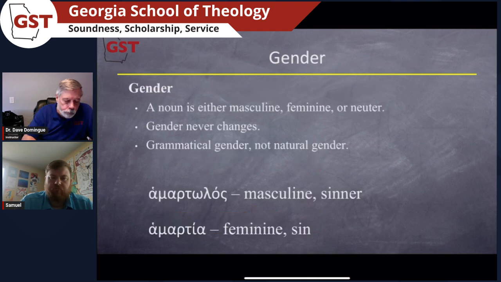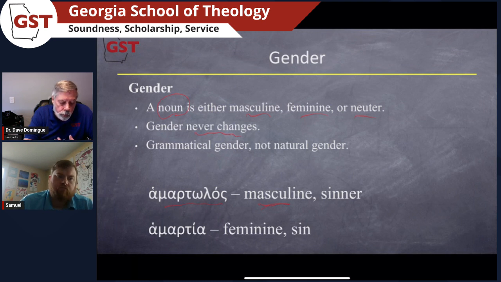All right. And with every word there is going to be its function, its case, which will tell us how it functions, but it's also going to give us a gender. And the key thing to understand is a noun is either going to be masculine, feminine, or neuter. It's not going to be all three. I'm talking about a noun, not an adjective or pronoun. And the gender never changes. So harmatolos is always going to be a masculine noun. In other words, harmatolos will not be feminine. It's not going to be neuter.